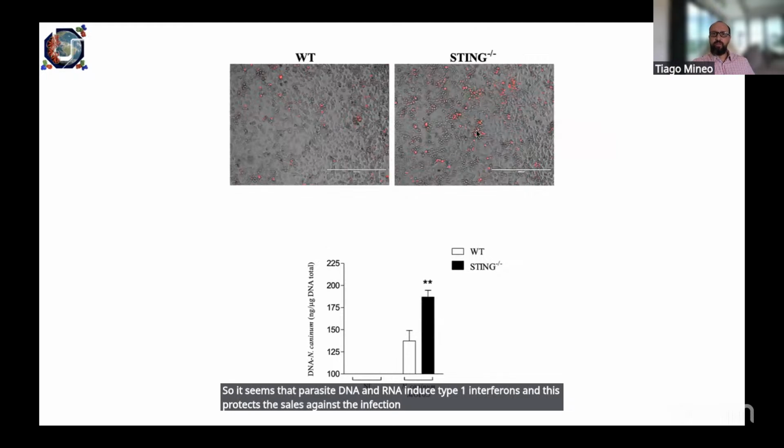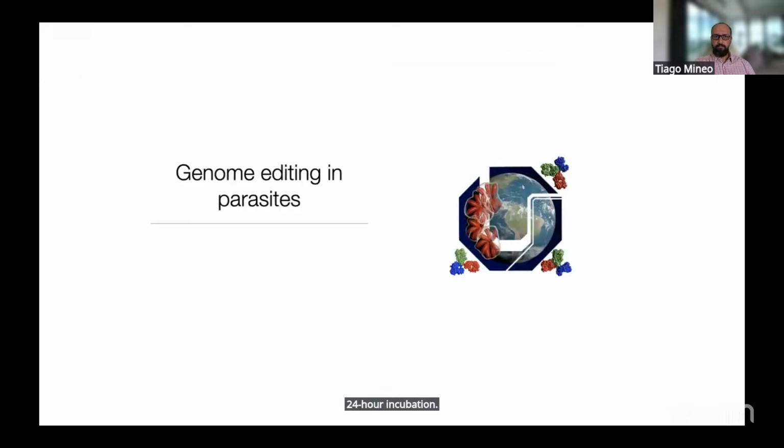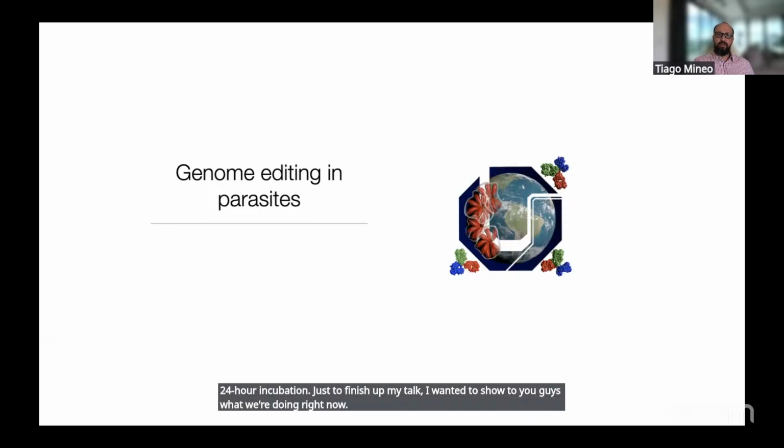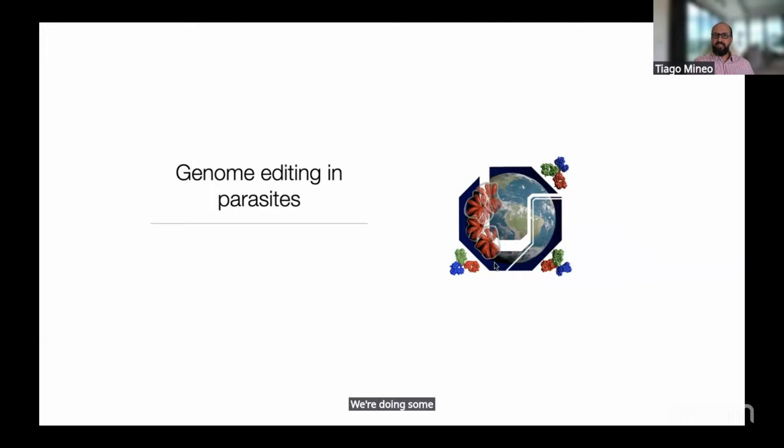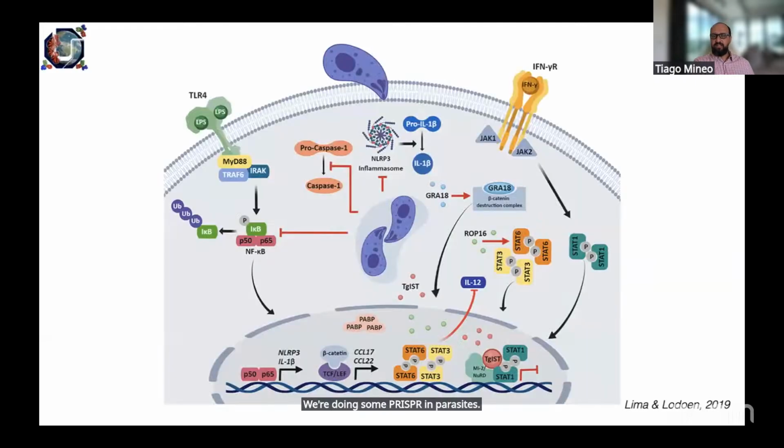So here we have some STING knockout macrophages that we made in the lab using CRISPR, and the cells are a lot more parasitized after a short 24-hour incubation. Just to finish up my talk, I wanted to show you what we're doing right now. We're doing some CRISPR in parasites. I did show you some CRISPR in cells prior to this.